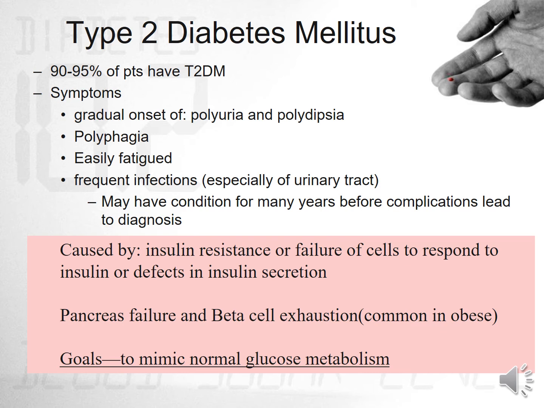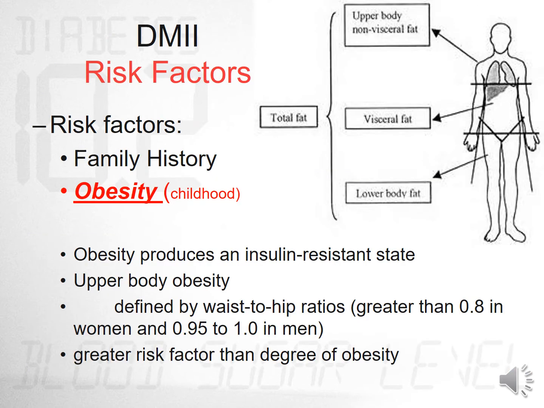Symptoms are gradual onset of polyuria, polydipsia, and polyphagia, easily fatigued, and frequent infections, especially of the urinary tract. Patients may have the condition for many years before complications lead to diagnosis. This is caused by insulin resistance or failure of cells to respond to insulin or defects in insulin secretion. Pancreas failure and beta cell exhaustion are common in the obese. The goal is to mimic normal glucose metabolism.